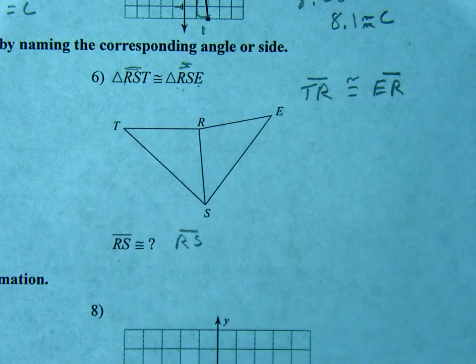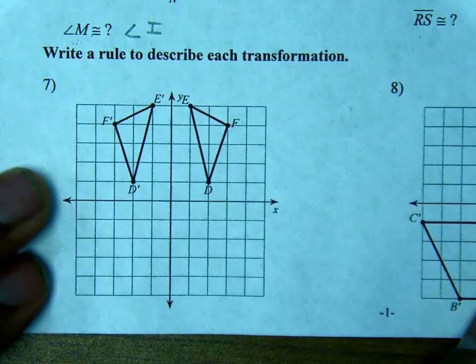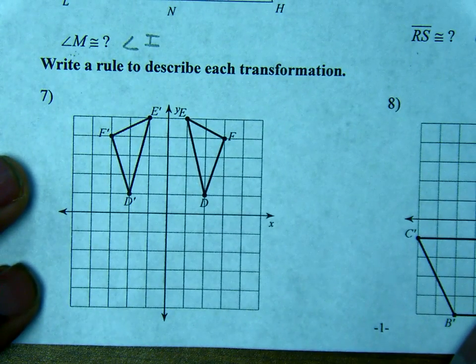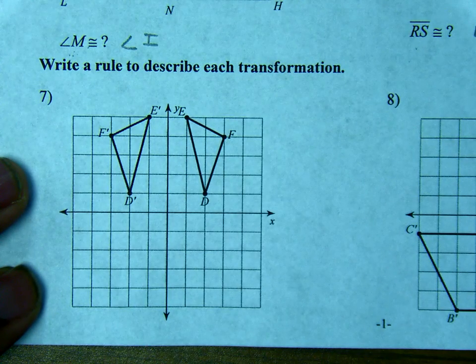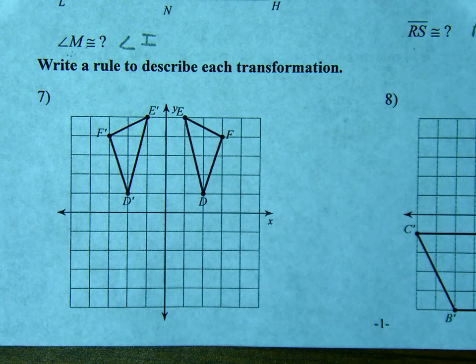Let's take a look at a couple rigid motion problems. Now, in this example, they want us to write the rule describing each transformation. So they don't tell you which transformation it is. We talked about 3, and it was all rigid motion. Translations, which is slide. Rotations, which is turn. And reflections, which is flip.